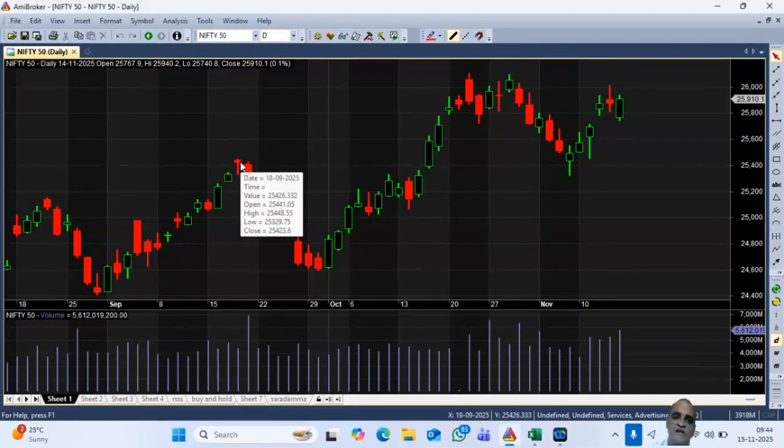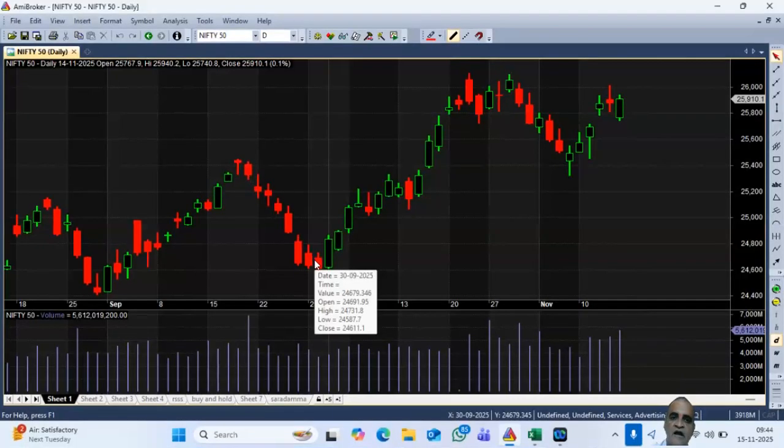Here you can see that the difference between close and open is very small, and close is less than open. That is why there is a red candle, and the body is at the top of the candle, and the lower shadow is more, which is occurring after a good run, which indicates a trend reversal. And you can see subsequently how the market fell down.